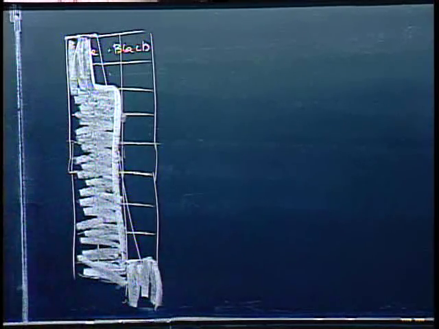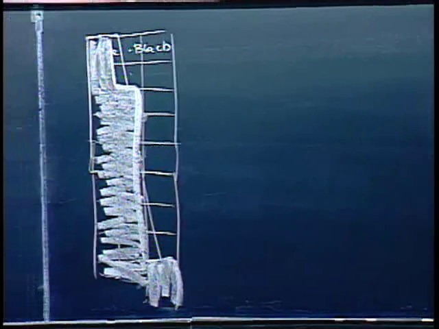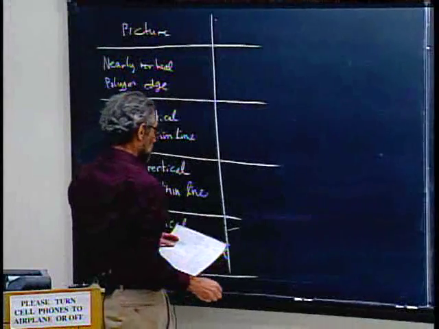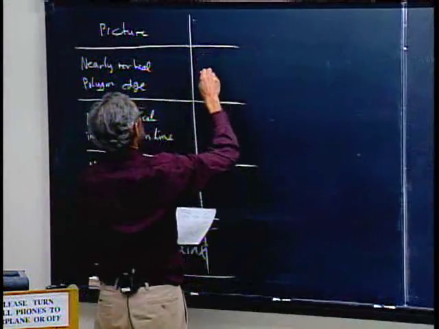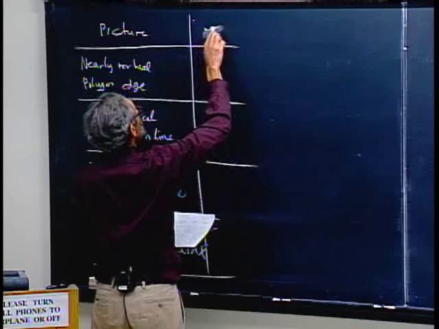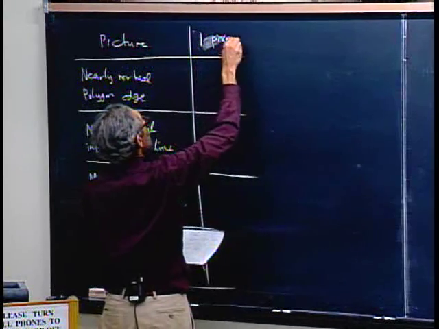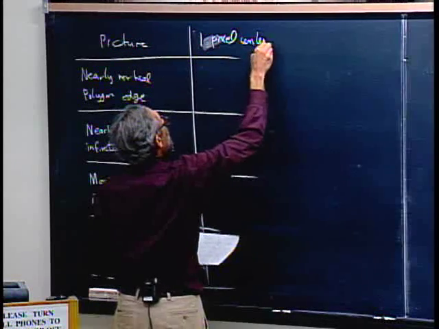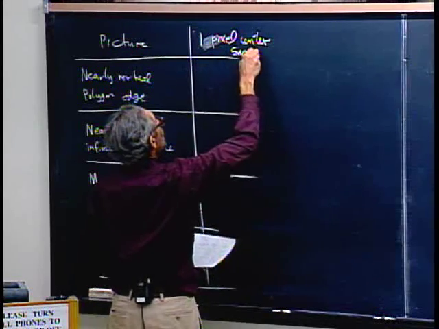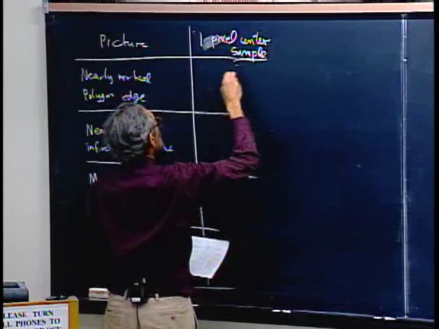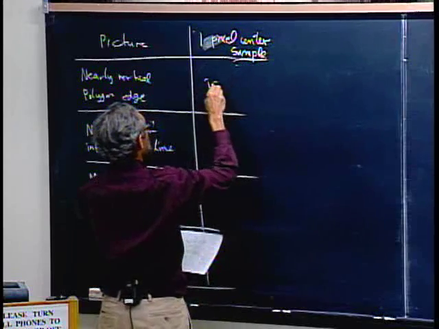So let me write this, the result. So I have a jagged edge. So this is one pixel center sample. I have a jagged edge.